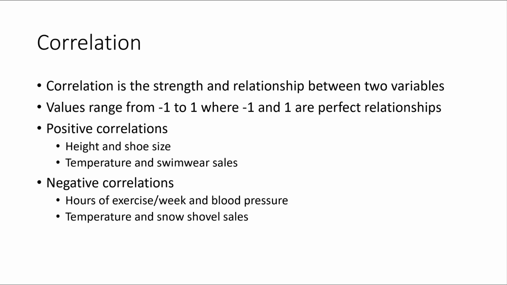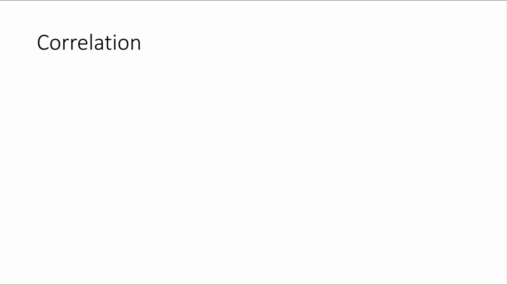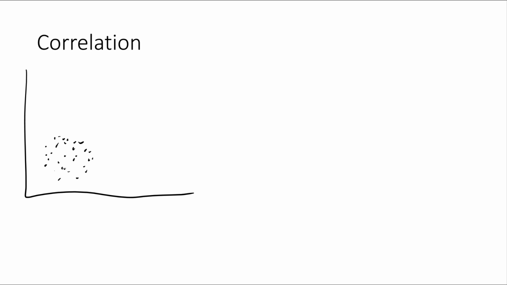So again, -1 is a perfect relationship just in the negative direction. +1 is a perfect relationship in the positive direction. All right, so let's look at a couple of correlations just to get an idea. So correlations are often shown as a scatter plot. So a scatter plot is just an image with a bunch of data points, an x value and y value, or x-axis and y-axis, where each point has an x value and a y value.